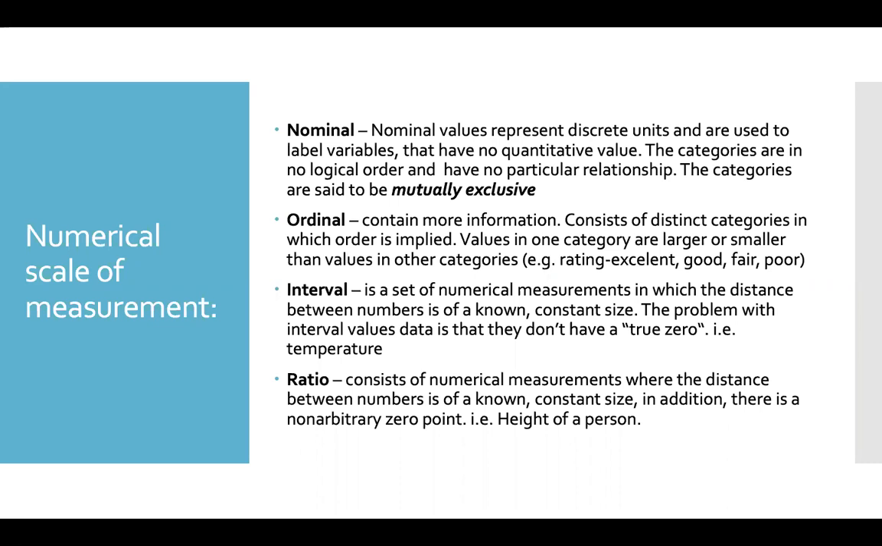Correct. Profit can be 0, right? Correct. Similarly, you have ratio data. Ratio data goes one step above, and in addition to interval data, where the numbers have a constant size, there is a non-arbitrary 0 point, right? Which means 0 can be 0. So nominal data, ordinal data, interval data, and ratio data have different qualities.